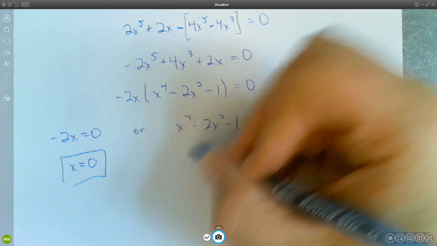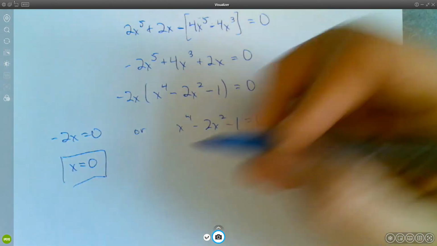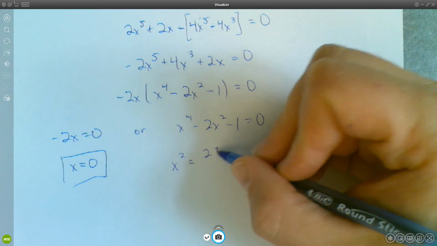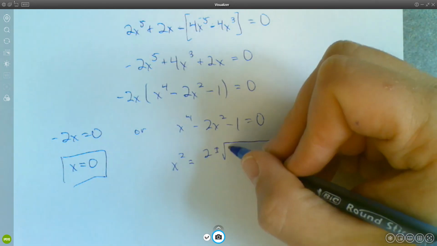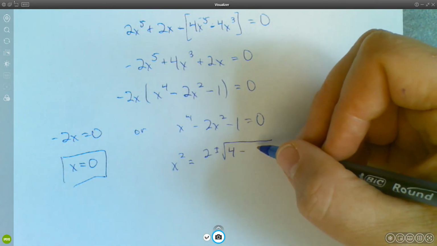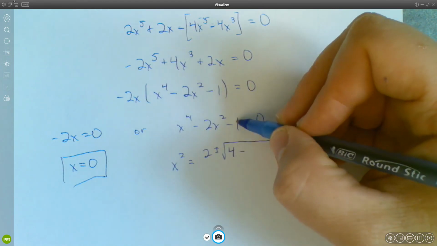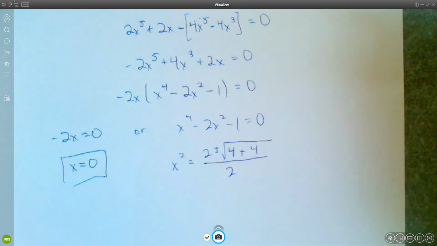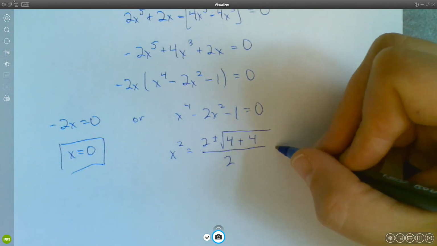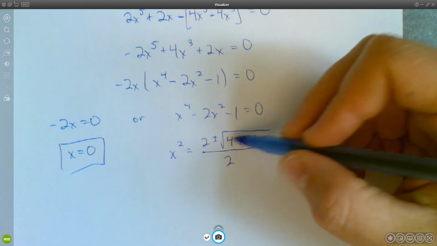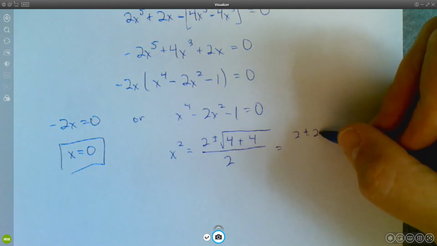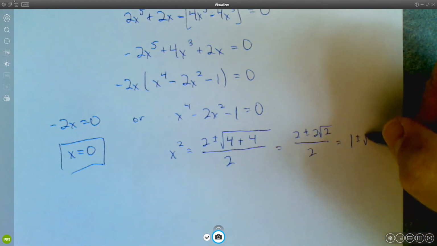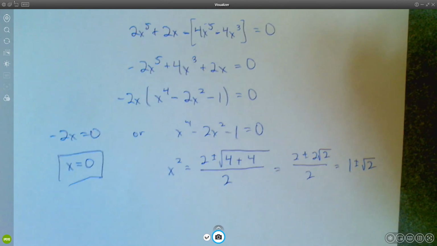So I'm going to say, okay, if x to the 4th minus 2x squared minus 1 equals 0, then x squared equals negative b plus or minus the square root of b squared minus 4 times a times c, over 2 times a. Okay, so that's 2 plus or minus the square root of 4 plus 4, which is 8. The square root of 8 is the same thing as 2 root 2. That's not bad at all. So 1 plus or minus root 2.